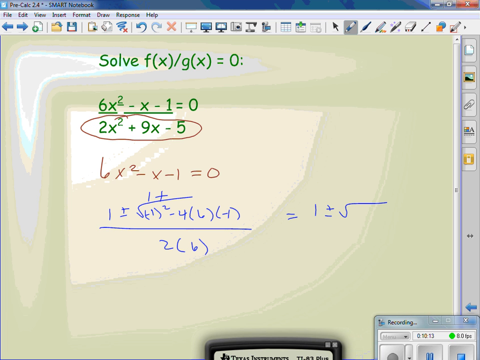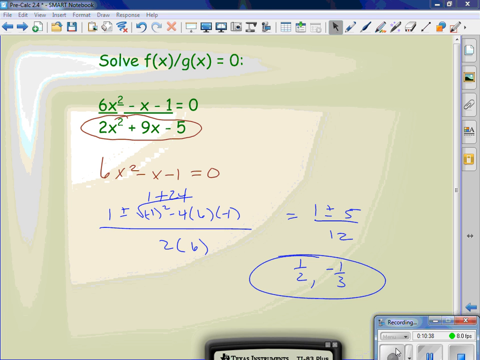1 plus 24 is 25. Square root of 25 is 5. Let's see, 1 plus 5 is 6 over 12 is half. 1 minus 5 is negative 4 divided by 12 is negative 1/3. Let's see which ones of these don't work. Those are my solutions. When solving this, the only time I need to worry is if this bottom is equal to 0.